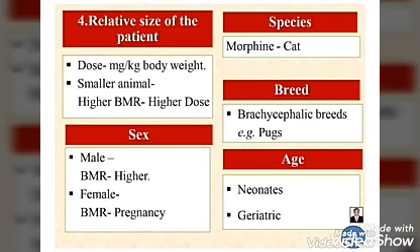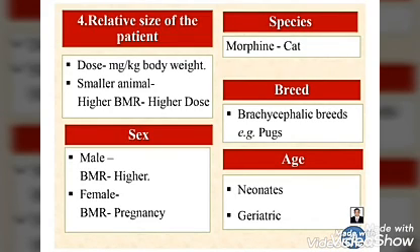The next point is the species. Species difference plays a vital role in anesthesia, and may prevent the use of certain drugs. Certain drugs cannot be administered in certain species. For example, morphine is contraindicated in cats. If you give morphine in a cat, the cat becomes excited. So don't use certain drugs in certain species.